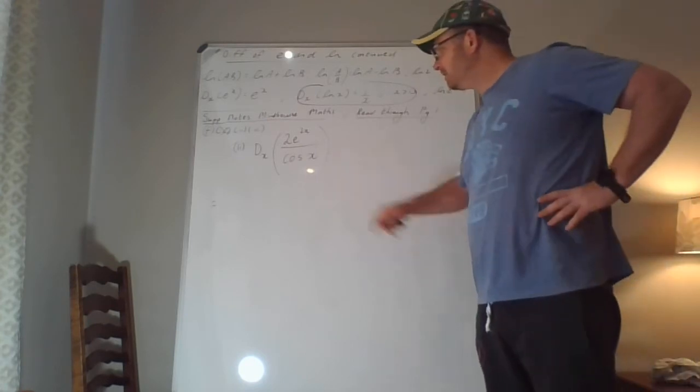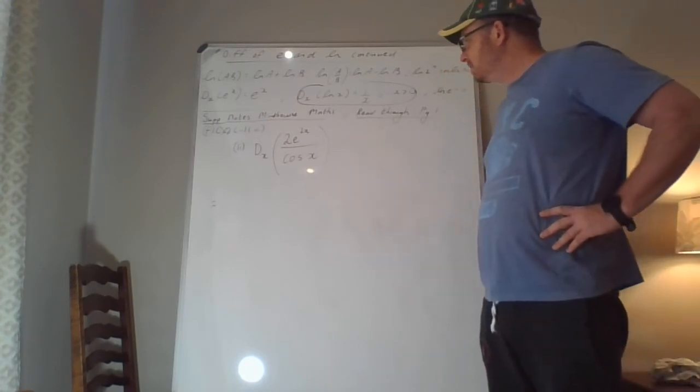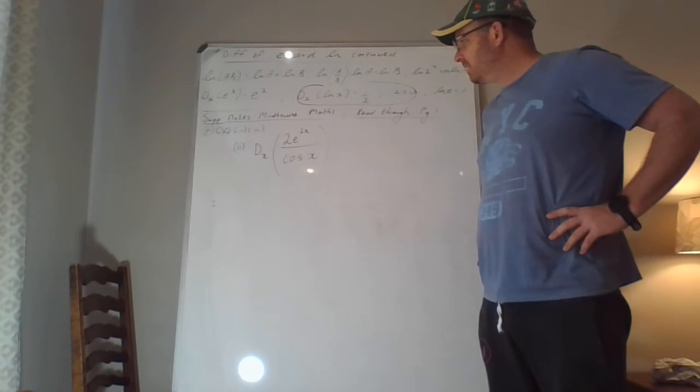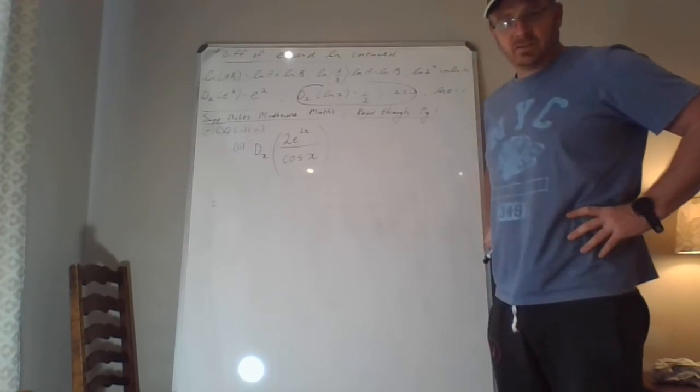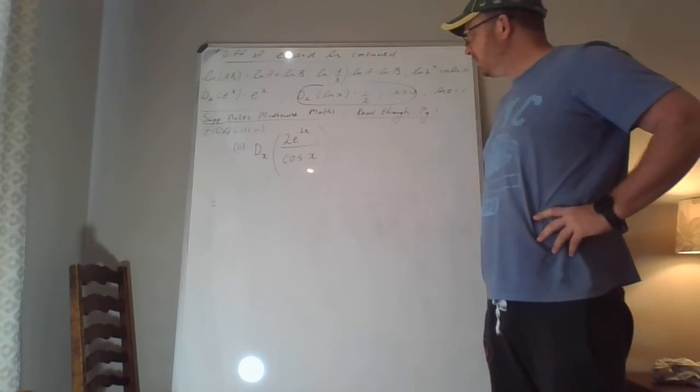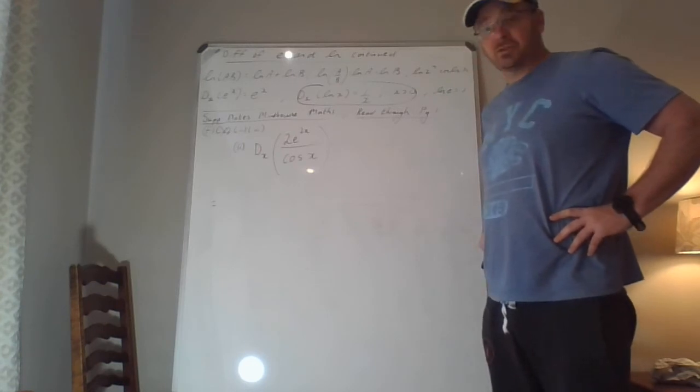Try these, please. The derivative of 2e to the 2x over cos x. Sinead, you're going to do it for the class, so get going, all of you. Remember you're going to have to use the quotient rule.